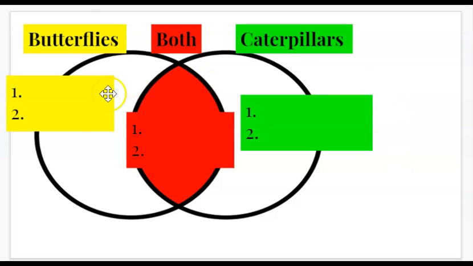Remember, in this yellow section is what only butterflies have. In this green section is what only caterpillars have. And in the middle is what both have. So let's think. What is something that both butterflies and caterpillars have in common?